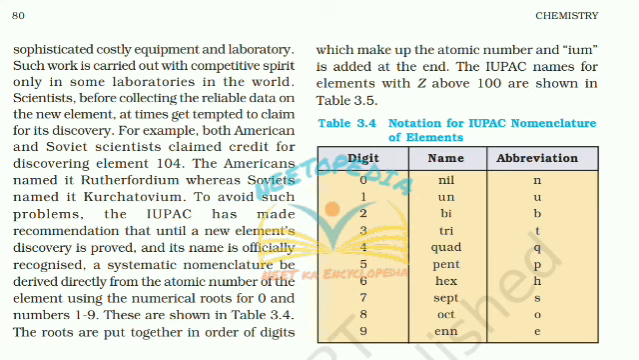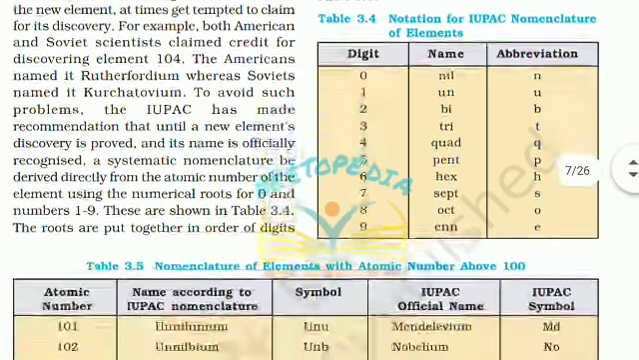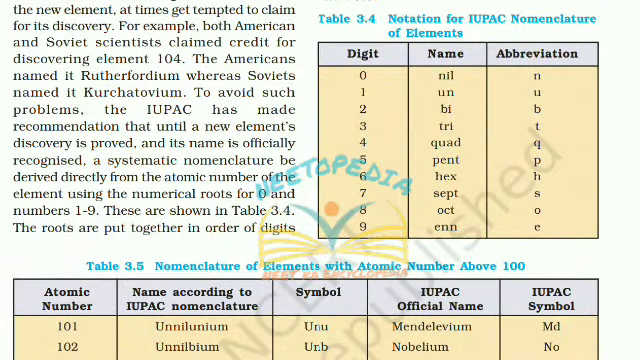For example, both American and Soviet Union scientists claimed the credit for discovering element 104. The Americans called it rutherfordium, while the Soviets called it kurchatovium. To avoid such problems, IUPAC made a recommendation that until a new element's discovery is proved, a name derived from its atomic number is officially recognized. A systematic nomenclature is derived directly from the atomic number of the element using the numerical roots for 0 and the numbers 1 to 9.